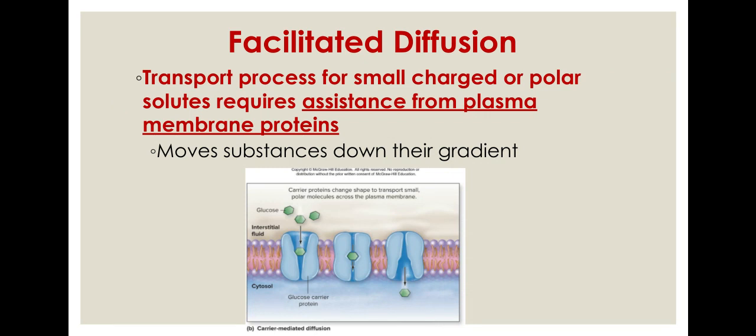We can have a process called facilitated diffusion, where there are molecules that are kind of too big to sneak through that membrane. So there will be a type of protein embedded in the plasma membrane that will move these substances down the gradient from where there is a lot to where there is less. So it doesn't need energy to do that. It just needs a way to get through the membrane.